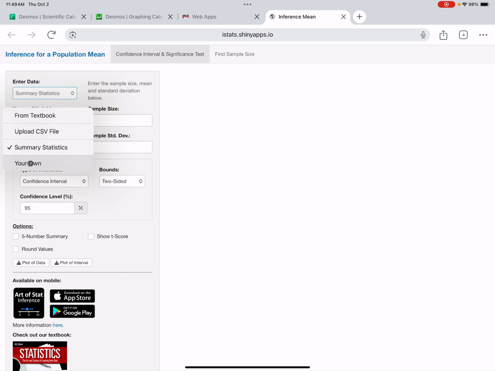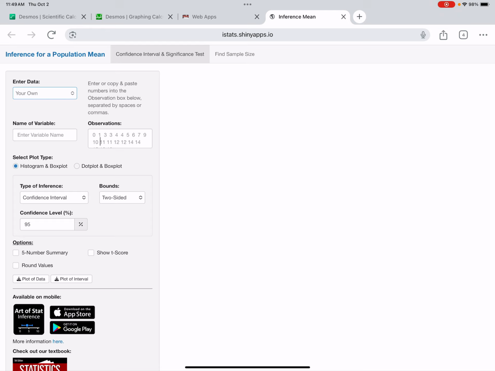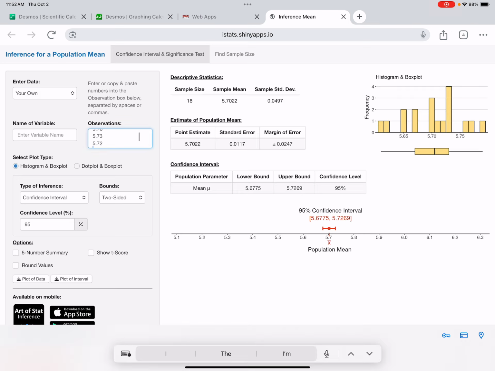So you're going to go down to your own, and this gives you a place where you can enter the raw data. From here, you can just copy and paste the values over from the Excel file into the observations box. Once you have pasted those values into the box, notice first of all, they give you the sample mean and the sample standard deviation. So they compute those things. They also even give you a histogram and a box plot, which is kind of nice.